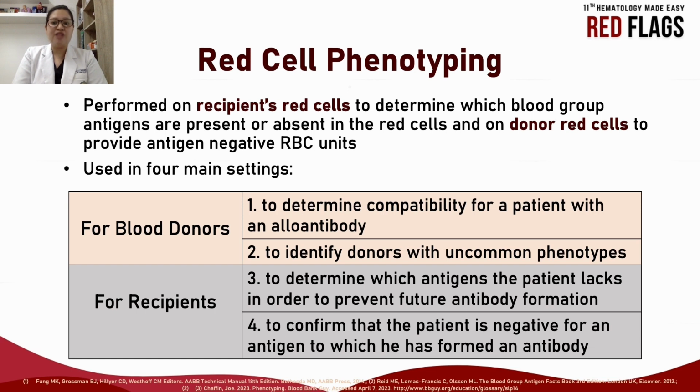Red cell phenotyping is performed on recipients' red cells to determine which blood group antigens are present or absent in the red cells, and on donor red cells to provide antigen-negative RBC units. It is used in blood banking in four main settings. For blood donors, in order to determine compatibility for a patient with an alloantibody, and to identify donors with uncommon phenotypes. For patients, in order to determine which antigens the patient lacks in order to prevent future antibody formation, and to confirm that the patient is negative for an antigen to which he has formed an antibody.